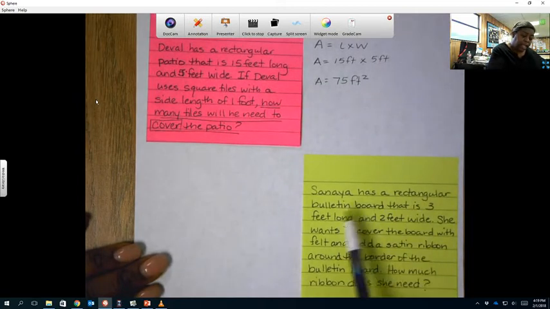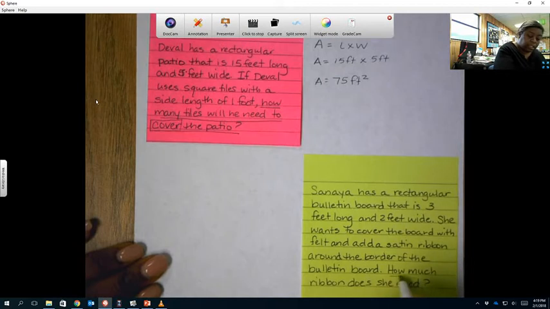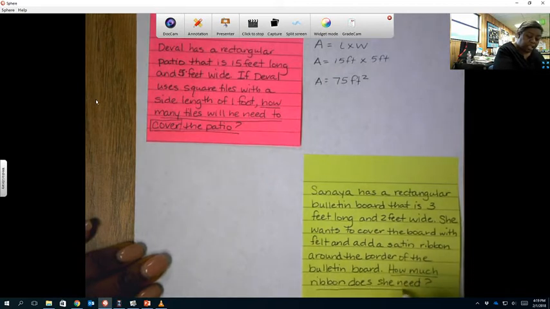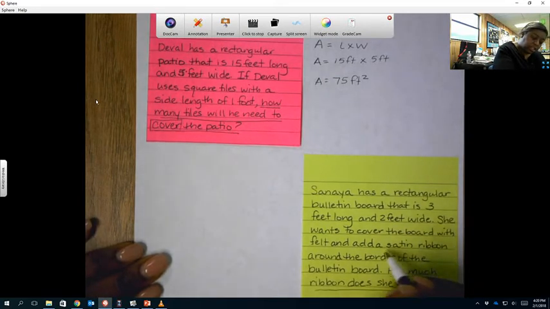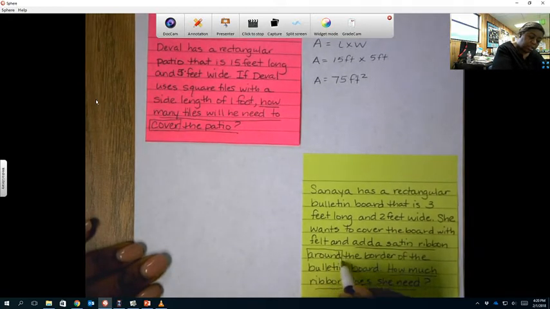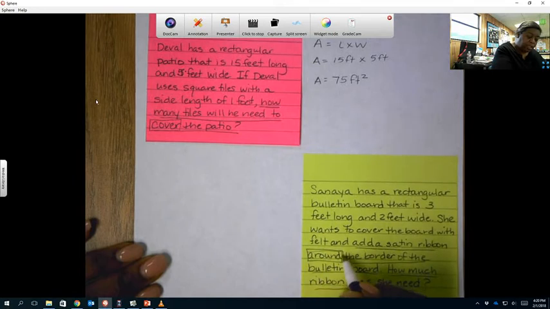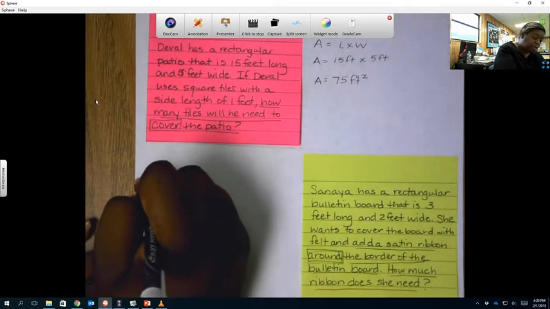Sanaya has a rectangular bulletin board that is 3 feet long and 2 feet wide. She wants to cover the board with felt and add a satin ribbon around the border of the bulletin board. How much ribbon does she need? Well, the question says, how much ribbon does she need? She's going to add a satin ribbon around the border of the bulletin board. Whenever I do something around something, I'm doing something on the edge. So that means I'm going to be using the perimeter formula.